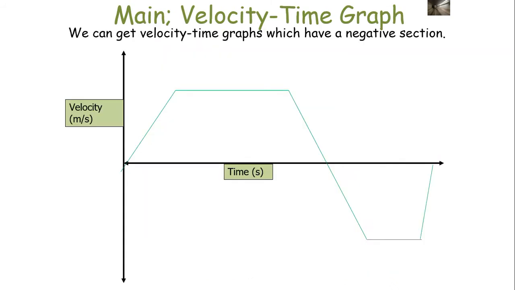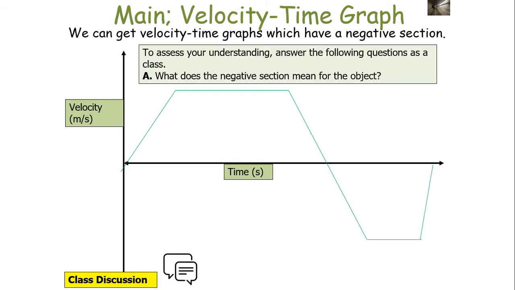Now, we can also have a velocity time graph with a negative section. It means the object's moving in the opposite direction.